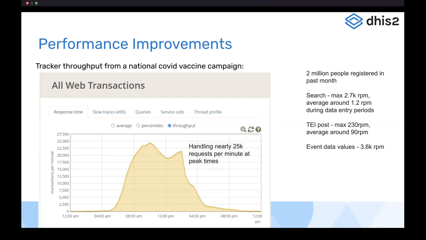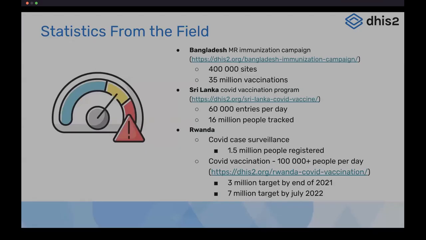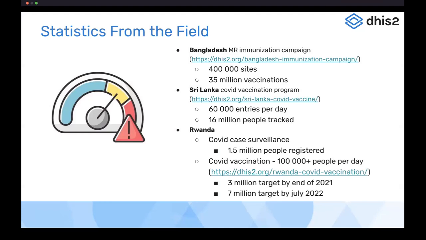During the course of the academy, we'll discuss a few of these aspects, and the global documentation which came out as the guidelines for managing large-scale implementations, especially for tracker. Those documents will also be shared with you for further reading and for further information and questions. These are a few statistics obtained from the field in countries where the tracker program was used in large volume. These case studies are available on the DHIS2 website. The links are embedded in the presentation as well.